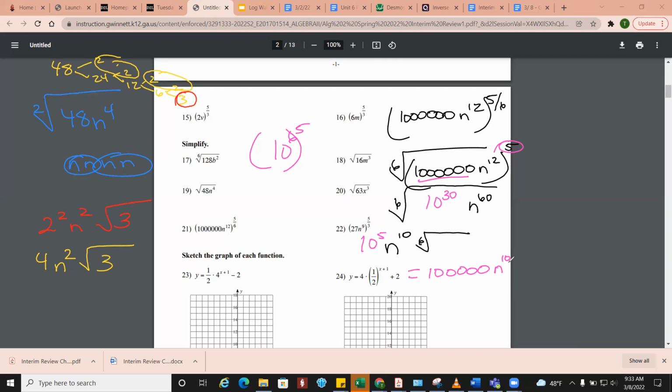Okay? The reason why I changed 1 million to base 10 is because I saw that there's 6 zeros, and I was trying to make a group of 6. So I rewrote it in terms of 10 to the 6th power, just to make it a little bit easier to deal with. Because if you take 1 million and raise it to the 5th power, you're going to be sitting there writing 30 zeros.